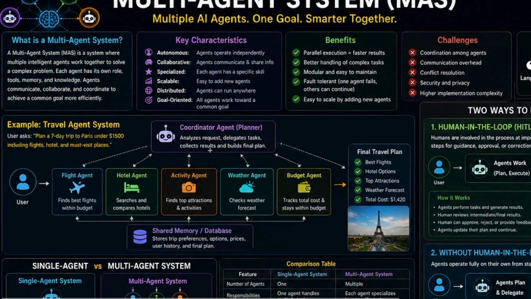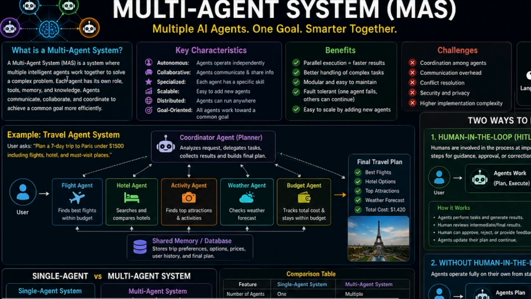If you want to see the definition now, a multi-agent system is a system where multiple intelligent agents work together to solve a complex problem. Each agent has its own role, tools, memory, knowledge. Agents communicate, collaborate and coordinate to achieve a common goal more efficiently. Some of the key characteristics: it will be autonomous, collaborative, specialized, and when you have a multi-agent system, usually you can add agents or remove agents, that is scalable and distributed. Each task will be handled by a different agent, that is where we call it distributed, and goal oriented. All these agents will work towards one common goal.